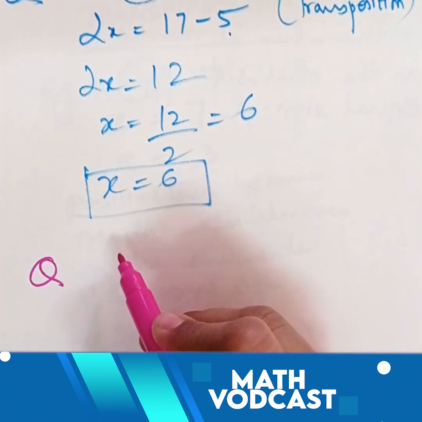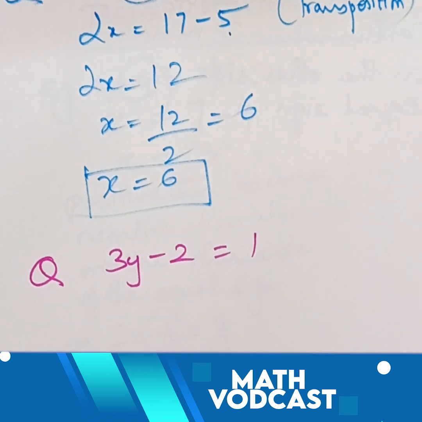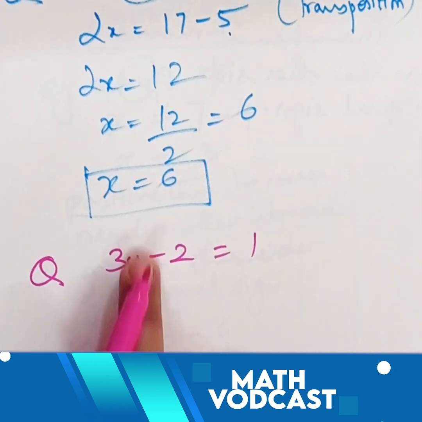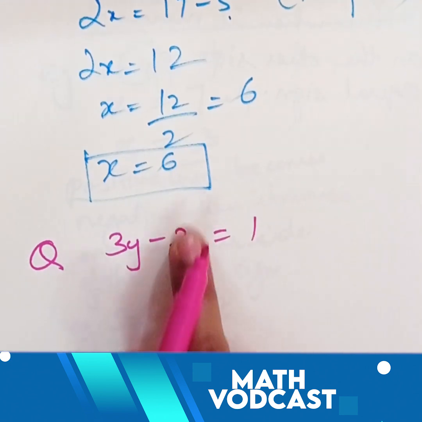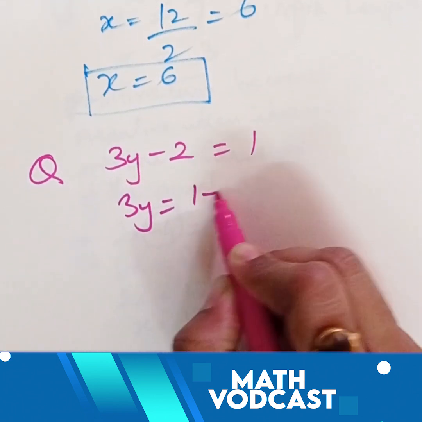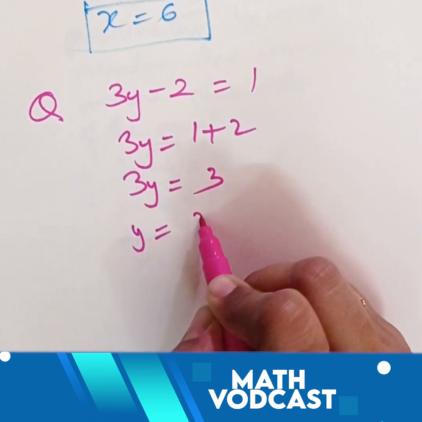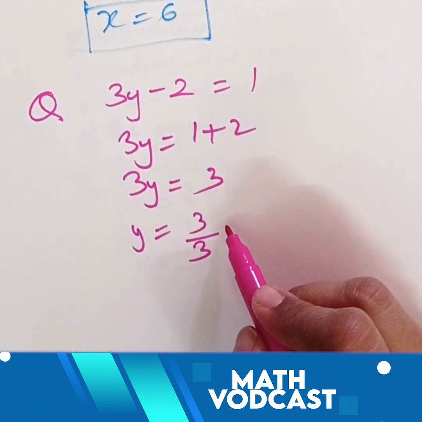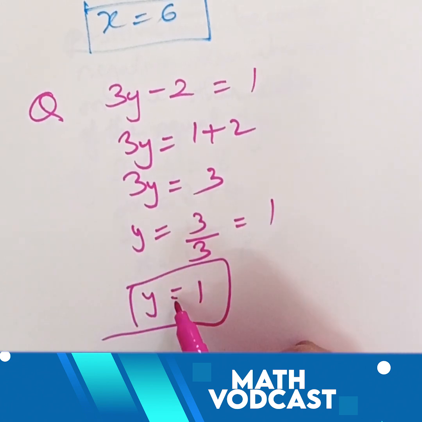Suppose the question is 3y minus 2 is equal to 1. So I keep the y term here. I am transferring this number to the other side. It is negative, it will become positive. So 3y is equal to 1 plus 2. 3y is equal to 3. Y is equal to 3 divided by 3, which is equal to 1. So y is equal to 1. This is your answer.